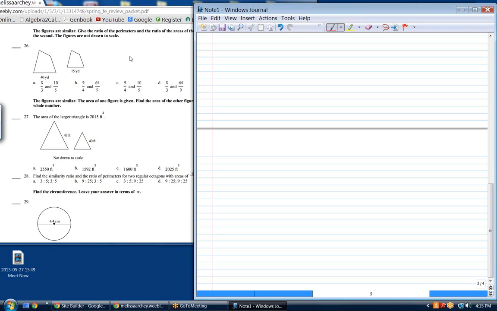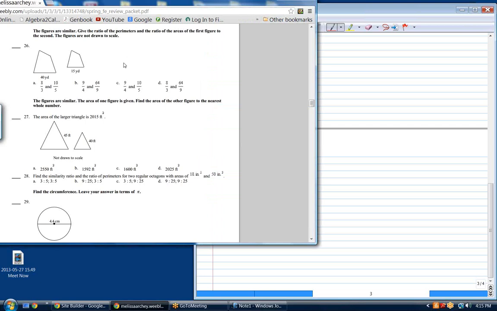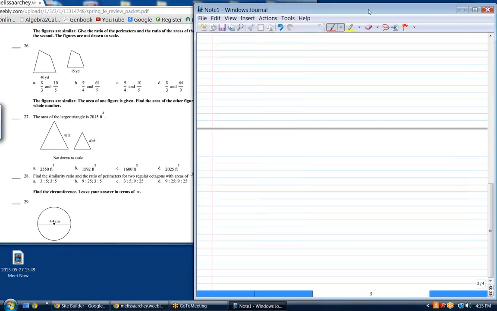Right. So give the ratio of the perimeters and the ratio of the areas of the first figure to the second figure. Let's start with the similarity ratio. They didn't ask for that, but I'm going to ask for it. SR is equal to what? 40 to 15. Okay. What's the perimeter ratio equal to?